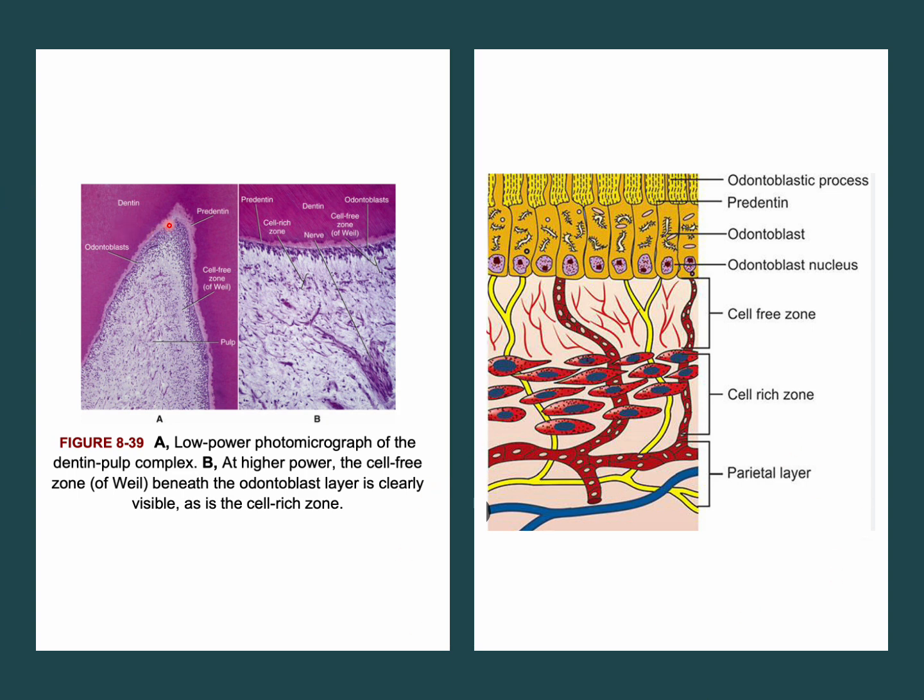We can see it here. There are a lot of cells under the odontoblasts and the core. When we take a higher magnification, there is the odontoblastic layer, a white layer here called the cell-free zone, then a layer where there are a lot of nuclei, which we call the cell-rich zone, and the pulp core. Let's take them one by one.